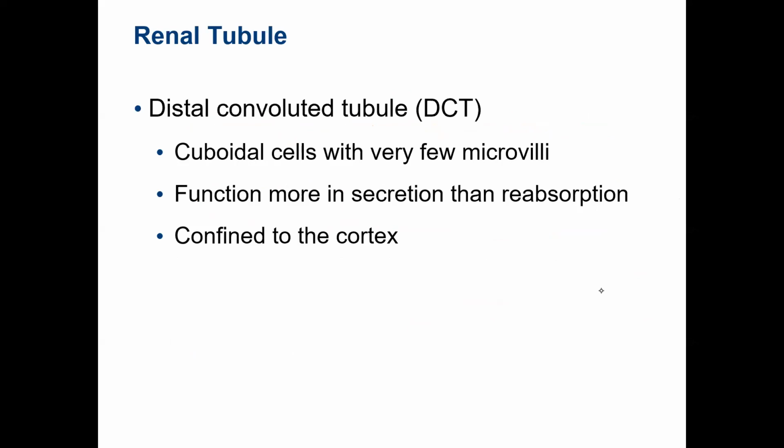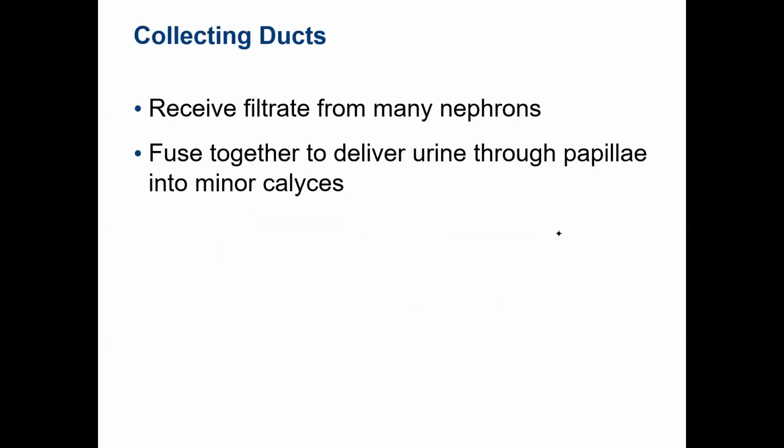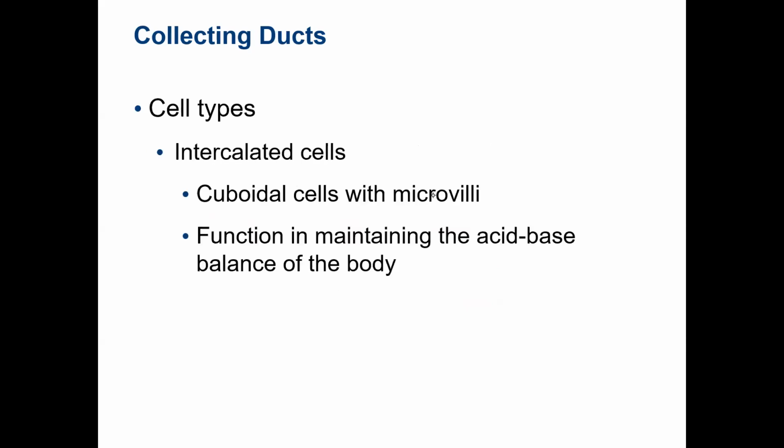Past the loop of Henle, we have the distal convoluted tubule. No microvilli here. This is the last stage of this urine production process, other than what we call the collecting duct, which is going to deliver urine out to the minor calyces and then the renal pelvis and out. In the collecting duct, again, we have cells that are involved in the fine tuning of urine composition.